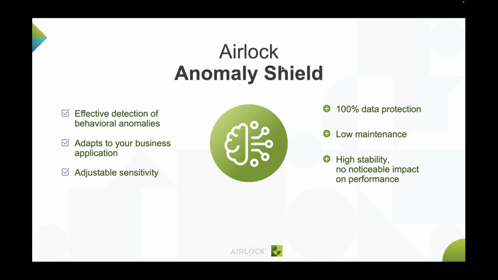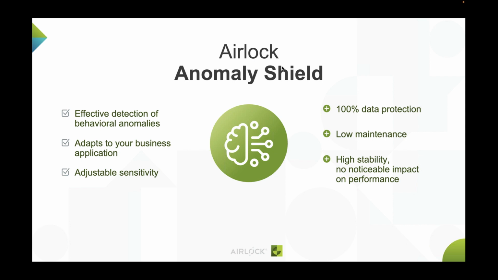So this really works. To summarize, the Anomaly Shield is very effective in detecting behavioral anomalies. It adapts to your business application. I've shown you how you can combine different mappings into an application, and then you train on that collected data for that particular application. So it really molds itself to your application, and it understands what normal behavior on the application is and finds out the anomalies.